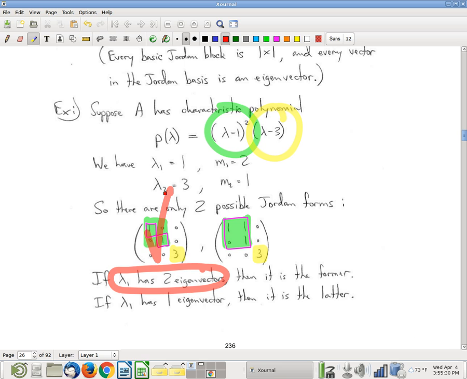Process of elimination. Right? Likewise, another possibility. Suppose when you go through and you find your eigenvectors, maybe there's only one for that first eigenvalue. Well, then there's only one basic Jordan block, and therefore it's got to be that one. So, calculations that we already know how to do will allow us to deduce what the Jordan form is for a matrix like this. How are we doing?